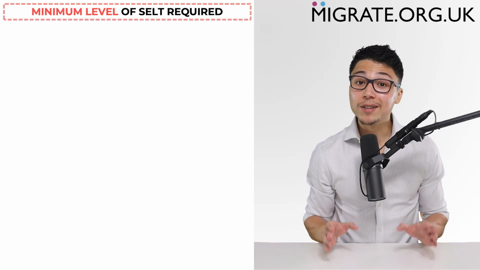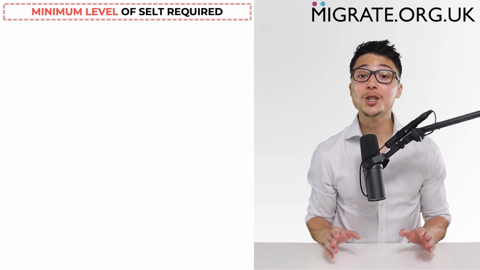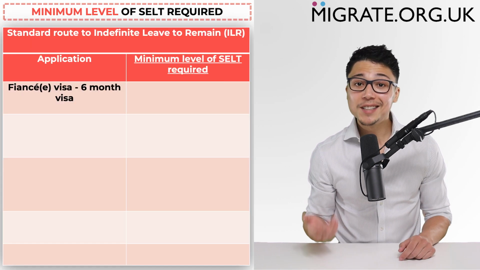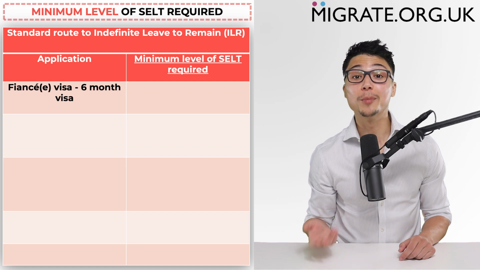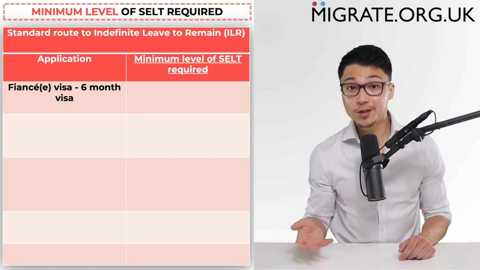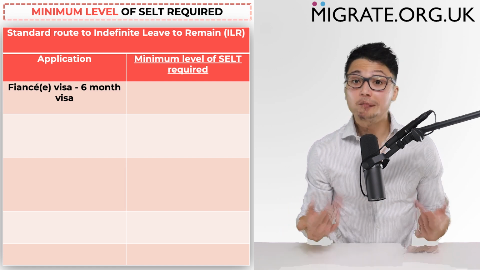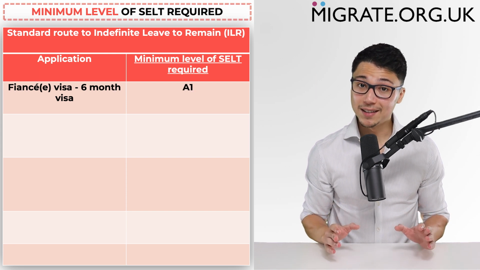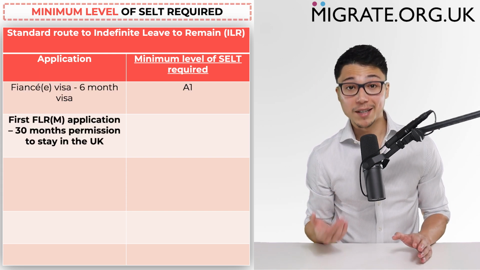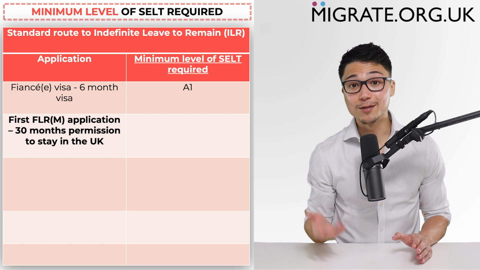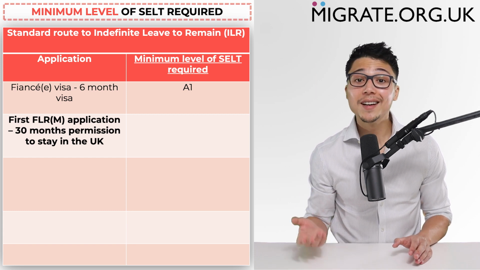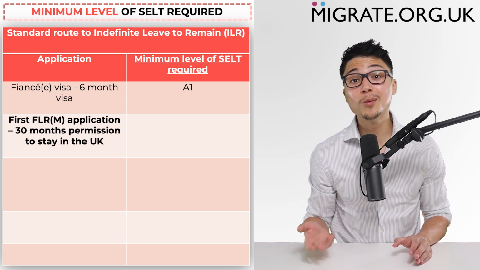Another thing worth considering at this stage is the minimum level of secure English language test required. So the standard route to indefinite leave to remain is a UK Fiance visa application, where a 6-month visa will be granted. A minimum level of A1 test is required here, and then the first FLRM application, which is basically just a spouse visa application from inside the UK. 30 months permission to stay in the UK will normally be granted here.